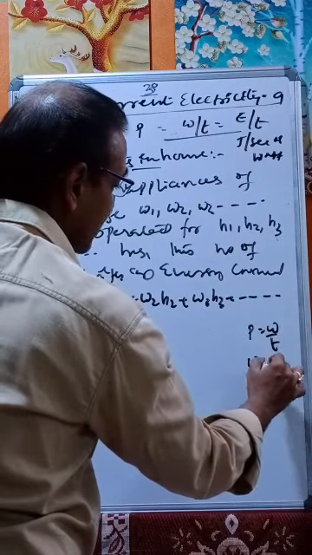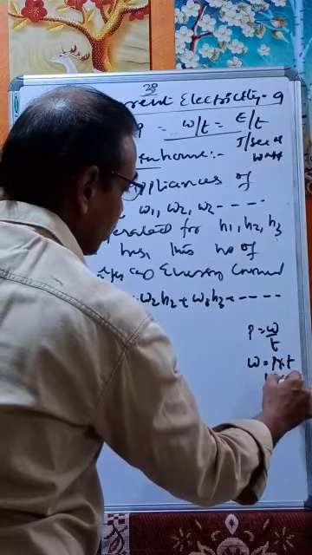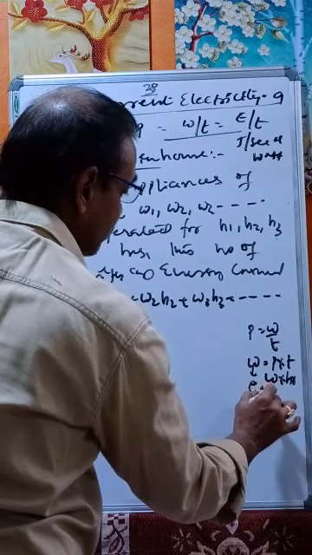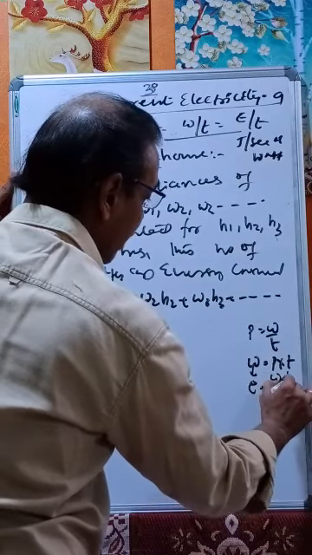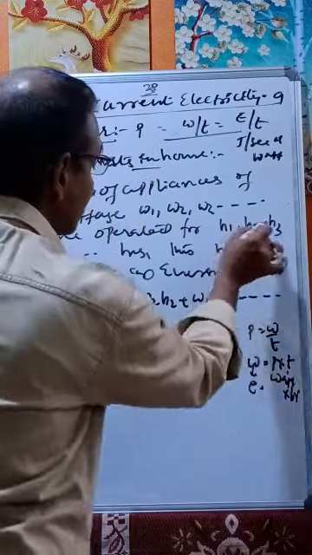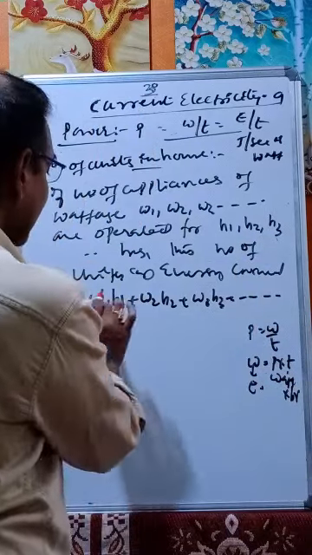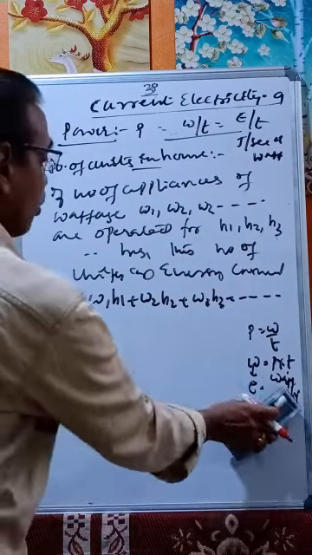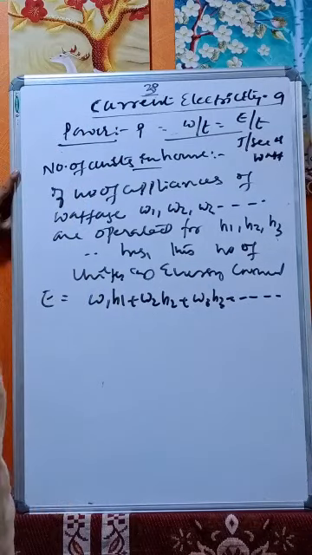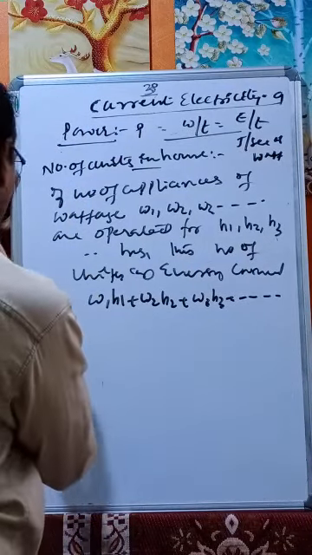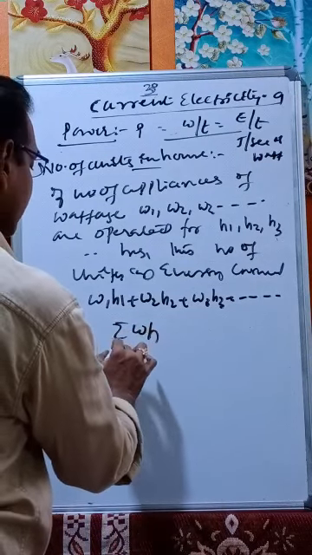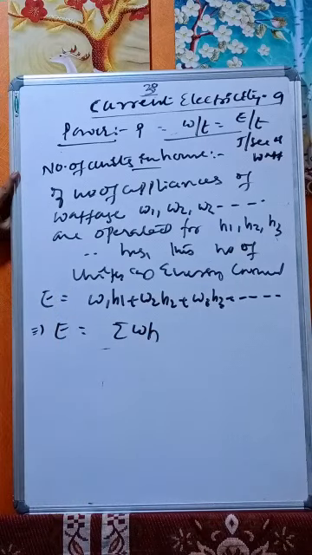Because power is equal to work by time, work is equal to power into time, watt into hour. Work is nothing but energy E. Therefore, energy can be taken as watt into hour. Therefore, total energy is equal to W1 H1 plus W2 H2 plus W3 H3 plus so on and so forth. This implies energy is equal to sigma over WH.